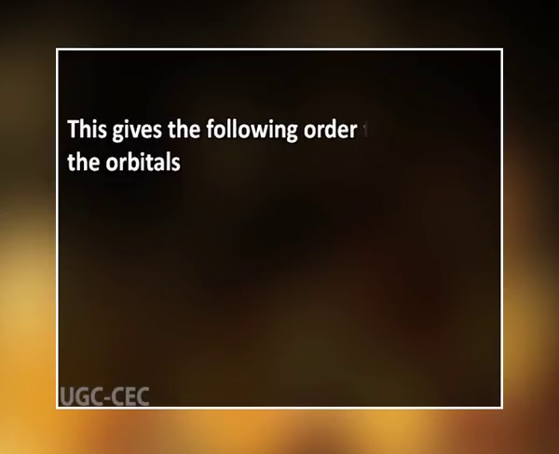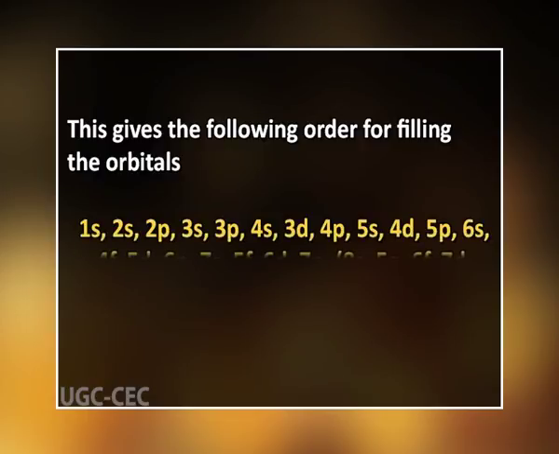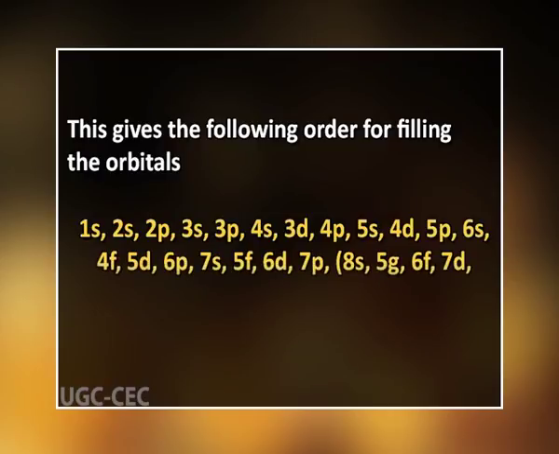This gives the following order for filling the orbitals, that is 1s, 2s, 2p, 3s, 3p, 4s, 3d, 4p, 5s, 4d, 5p, 6s, 4f, 5d, 6p, 7s, 5f, 6d, 7p, 8s, 5g, 6f, 7d, 8p and 9s.